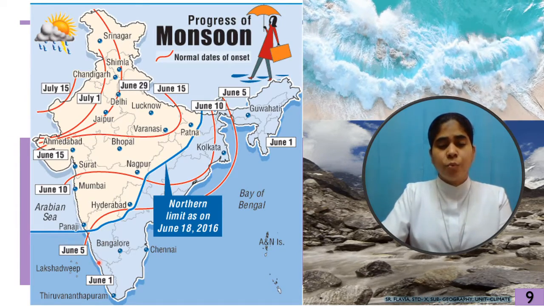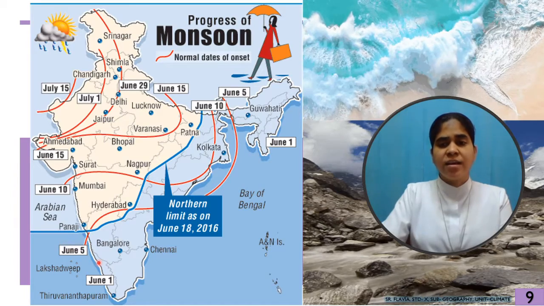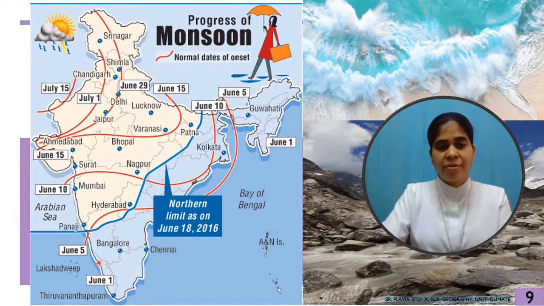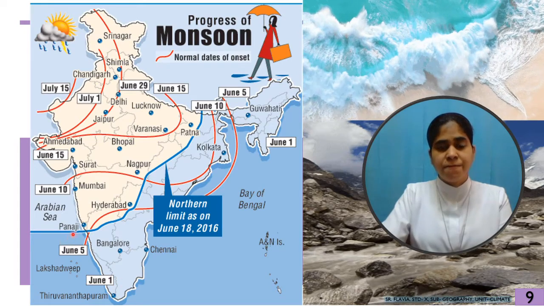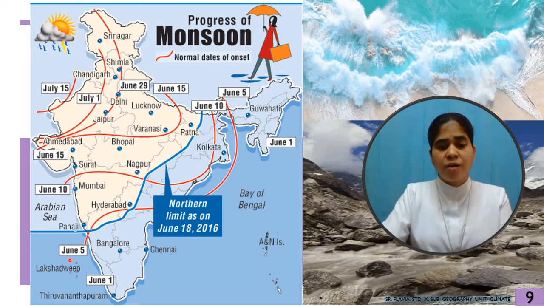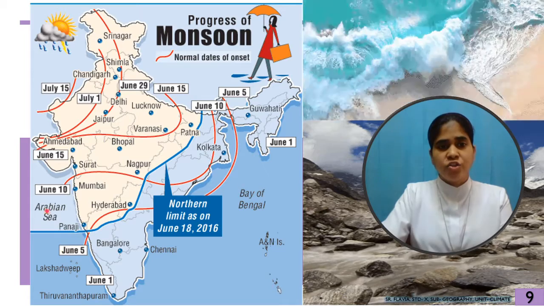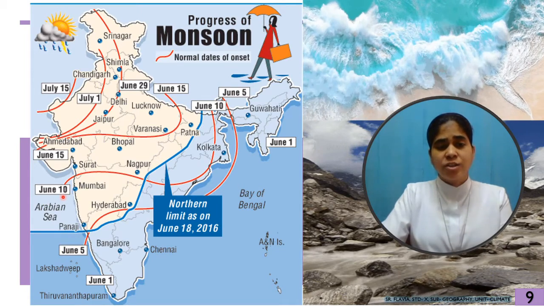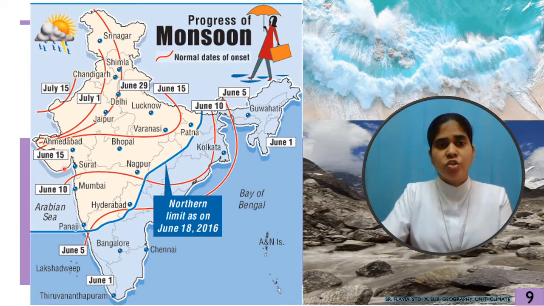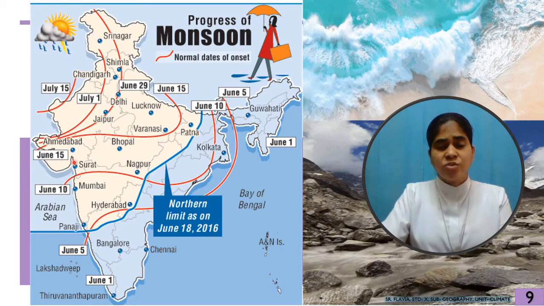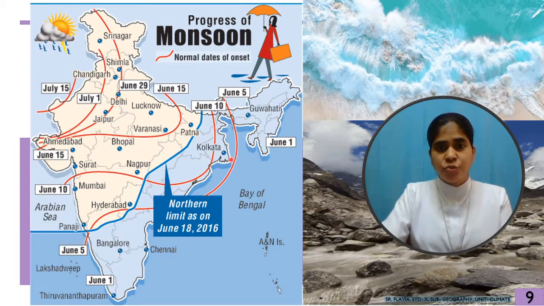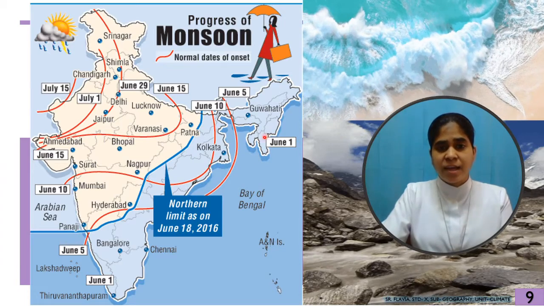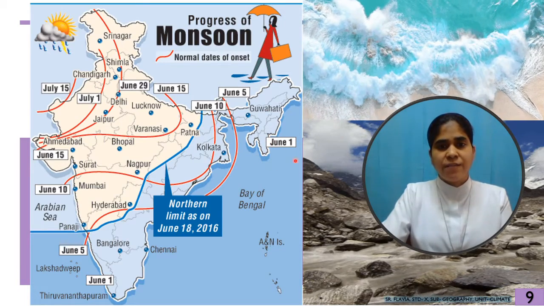Now, these winds first enter into the coast of Kerala on the 1st of June, June 5th into the coast of Karnataka, June 10th into the coast of Mumbai, June 15th into the coast of Gujarat. On the 1st of June, northeast of India also receives rainfall.